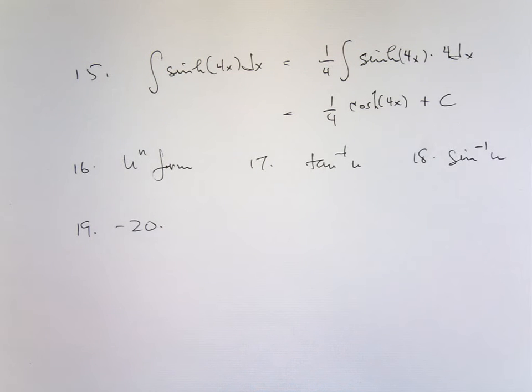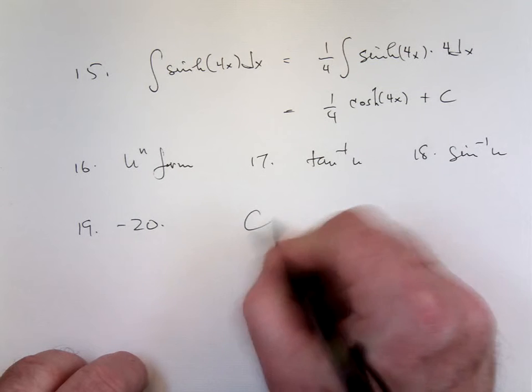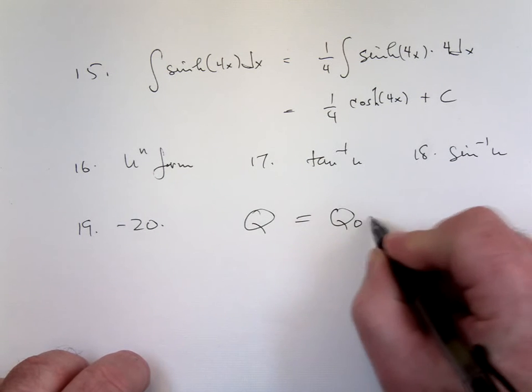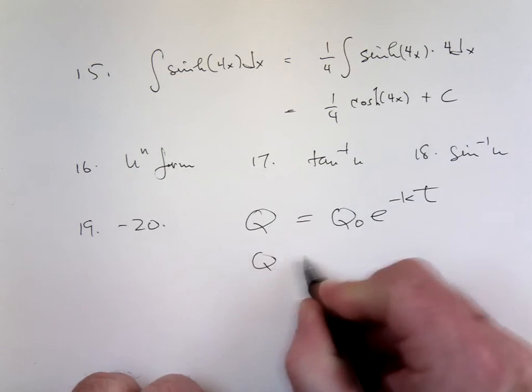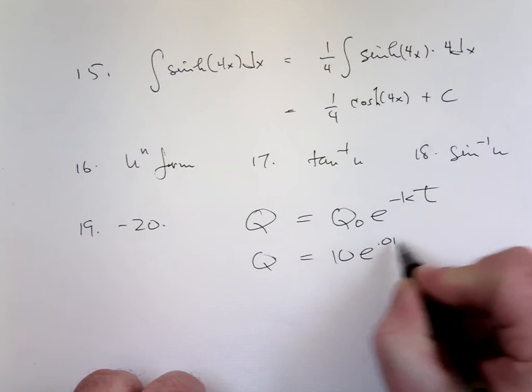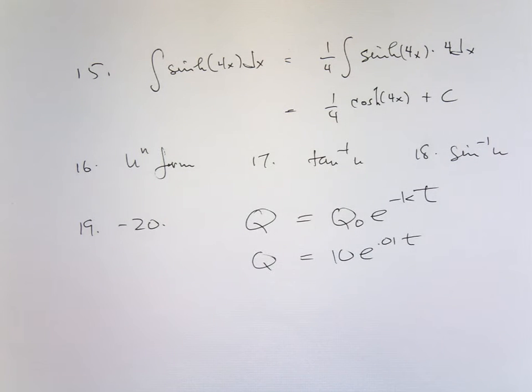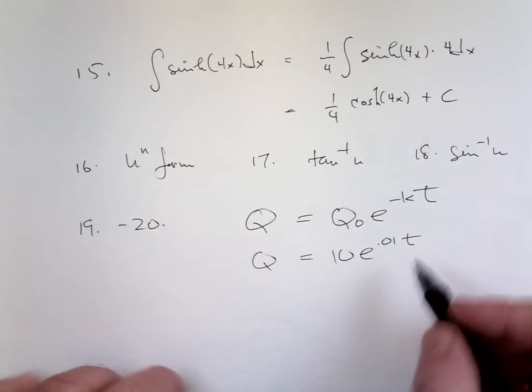All right, 19 and 20. Radioactive decay. Here's the model we derived. Q sub naught is 10. 1% is the rate of decrease. That gives you the amount of radioactive material after any time t. We want to know how much remains after 5 years.